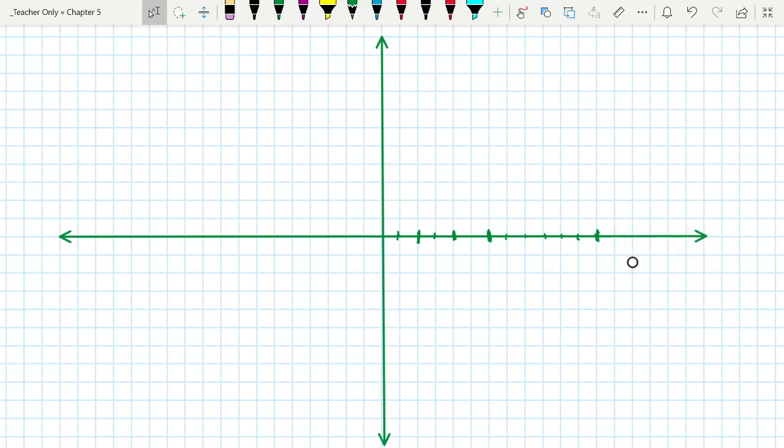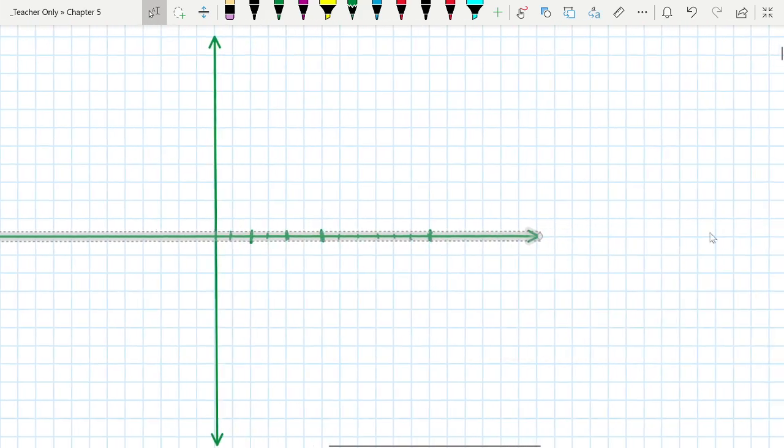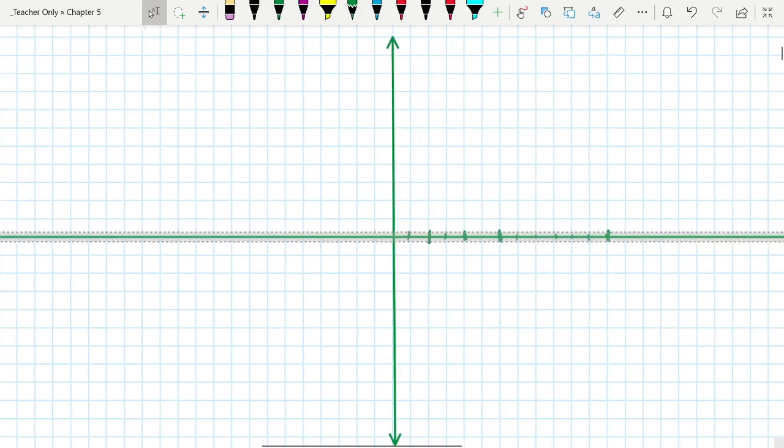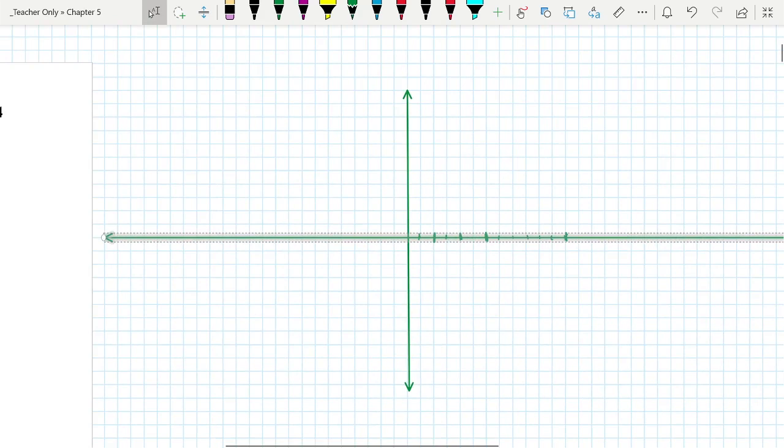Why can't I make this longer? What if I click on it here? Oh, I has the power. I'll just make this longer. And I'll go to the other side and make it longer. And then I'll just do that.